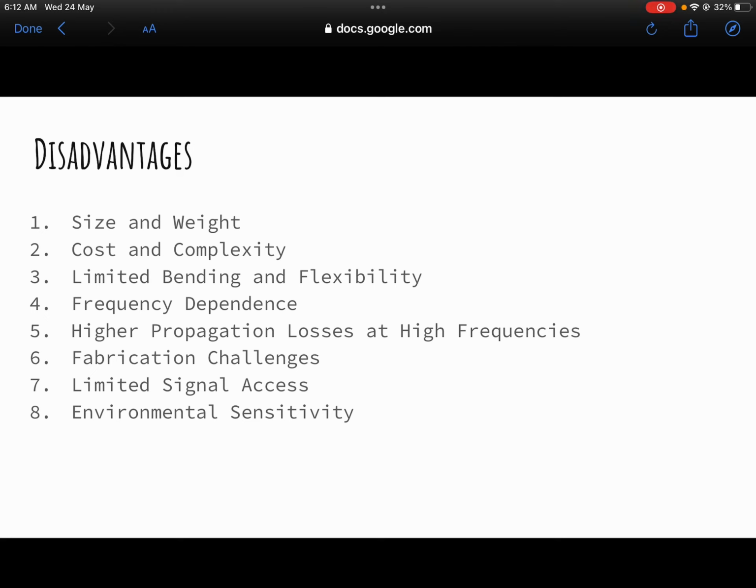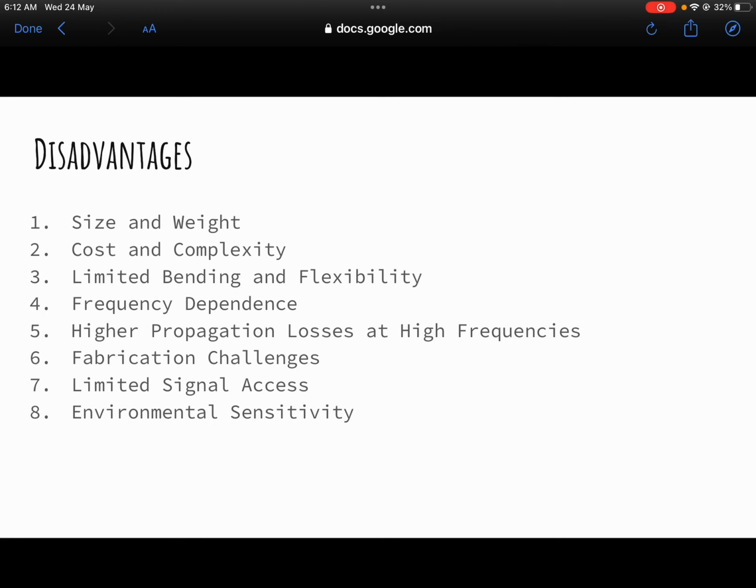Higher propagation losses at high frequencies. Waveguides tend to have higher propagation losses at higher frequencies, particularly microwave and millimeter wave ranges. As frequency increases, waveguide dimensions become smaller, resulting in increased energy losses due to factors such as conductor resistance and radiation.